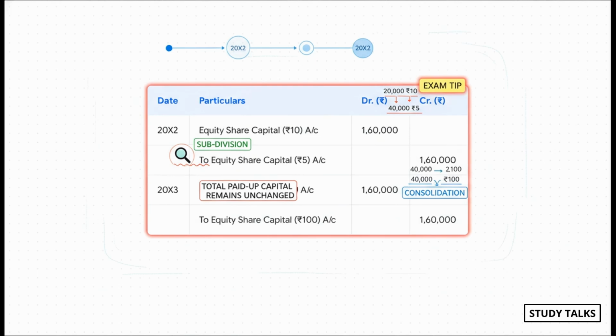Let's see how this plays out. Imagine we have 20,000 shares of 10 rupees each. If we subdivide them into shares of 5 rupees each, the journal entry is super simple. You just debit the old 10 rupee share capital and credit the new 5 rupee share capital. But here's the key takeaway, and don't miss this. The total paid-up capital of 1,60,000 rupees stays exactly the same. We can also do the reverse and consolidate them. The accounting is just flipped, but again, total capital doesn't change.